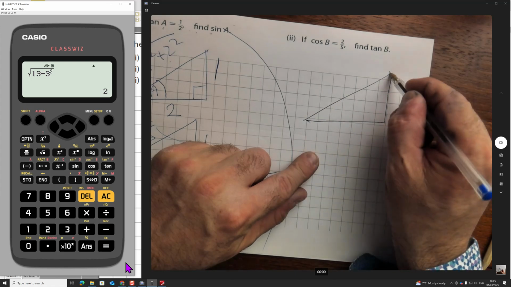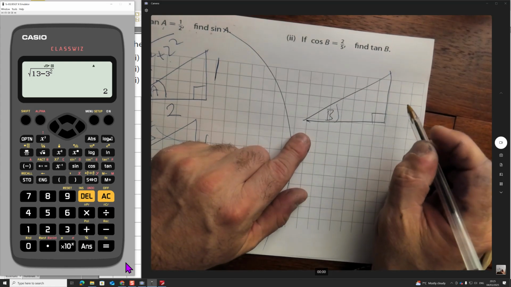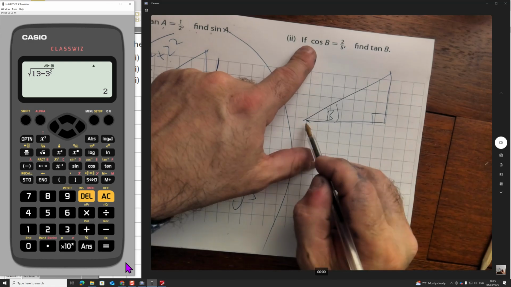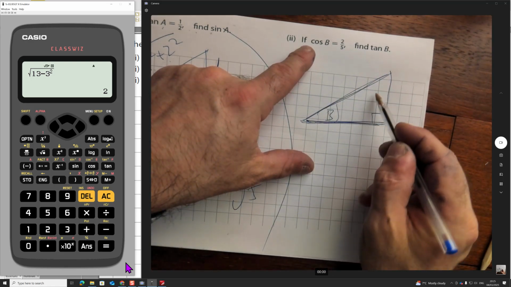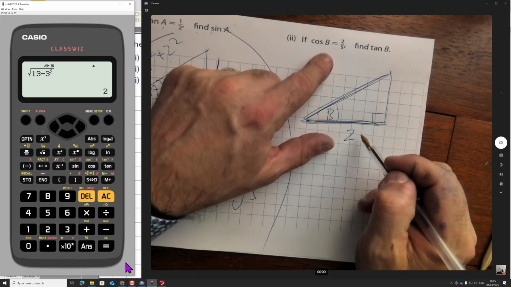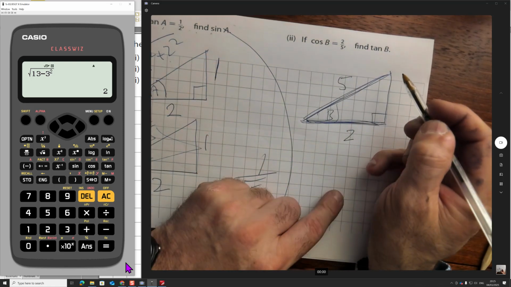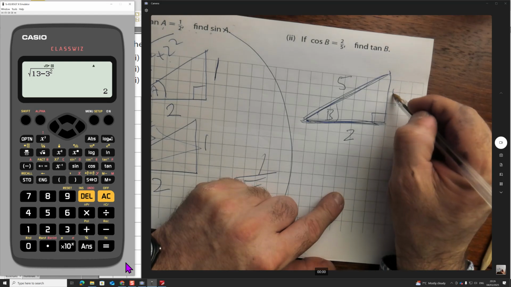Now again, just draw any triangle. There's no particular place or thing. Just put a b in here and put a right angle here. Now remember, with cos you're dealing with these two sides because you should know that for cos. So these are the two numbers we're looking at. This one is 2 and this one is 5. Okay, so we're getting this one.